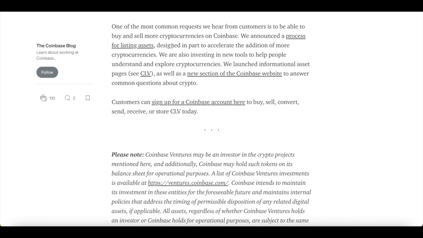So let's continue. It says here, one of the most common requests we've heard from customers is to be able to buy and sell more cryptocurrencies on Coinbase. We announced a process for listing assets, designed in part to accelerate the addition of more cryptocurrency. We're also investing in new tools to help people understand and explore cryptocurrency. We launched informational asset pages as well as a new section on the Coinbase website to answer common questions about crypto.